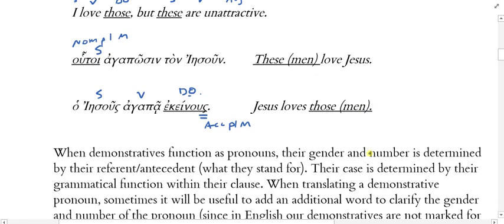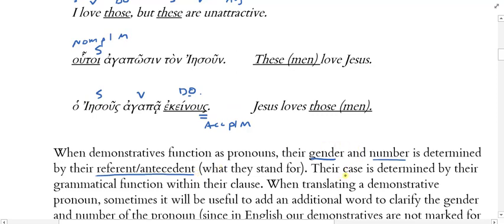So when demonstratives function as pronouns, they're going to have a gender and a number. What will determine that gender and number? That gender and number is going to be determined by the pronoun's referent or antecedent. That is to say, what does the pronoun stand for? Whatever the pronoun stands for, that referent will have a gender and a number, and the pronoun will have to take that gender and number.